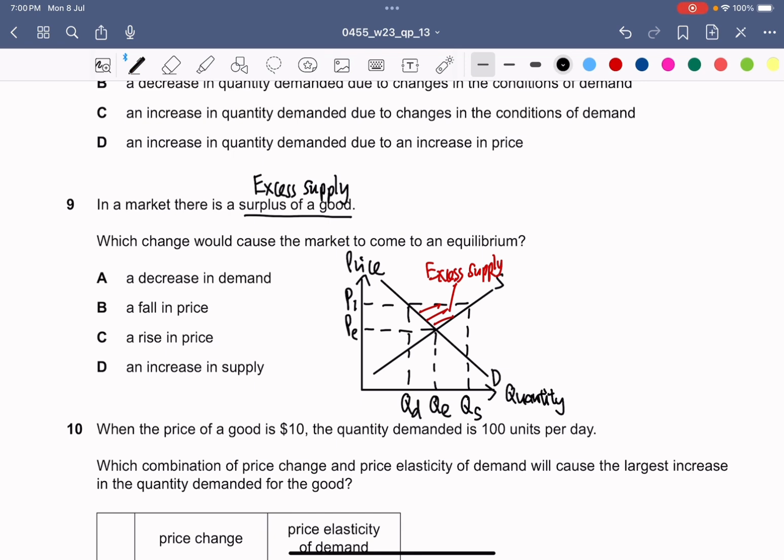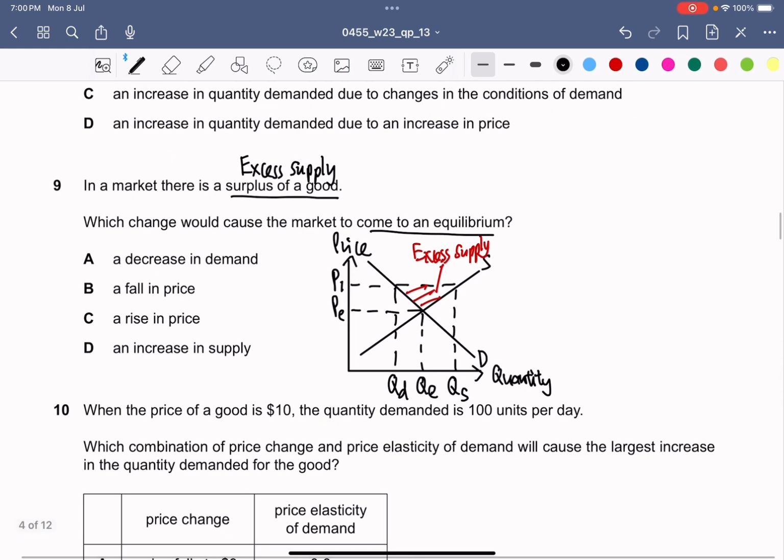Is the surplus. So this is when we have an excess supply. So the question is asking what change would cause the market to come to an equilibrium? So now this price is already in price 1, which is higher. So you need to reduce the price in order to increase demand to get back to equilibrium. So the answer is B, fall in price to increase demand and get back to equilibrium. Okay.